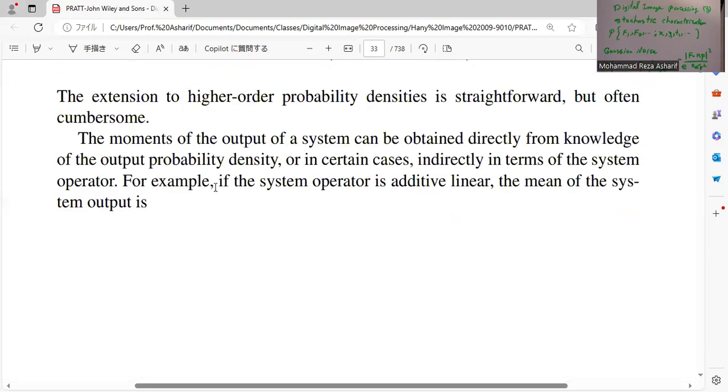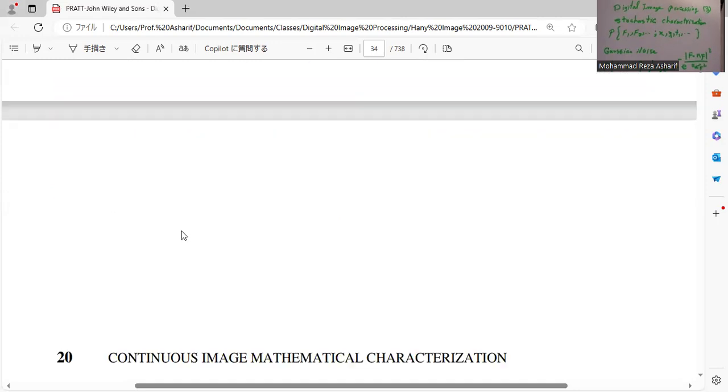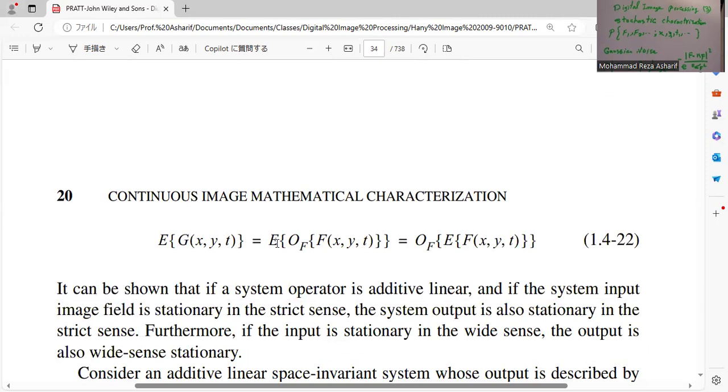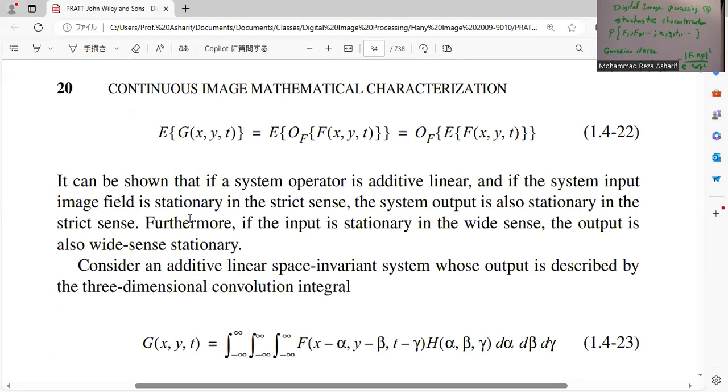For example, if the system operator is additive linear, the mean of the system output G is also the operator acting over the mean value of the input. It can be shown that if the system operator is additive linear and if the system input image field is stationary in the strict sense, the system output is also stationary in the strict sense. Furthermore, if the input is stationary in the wide sense, the output is also wide sense stationary.